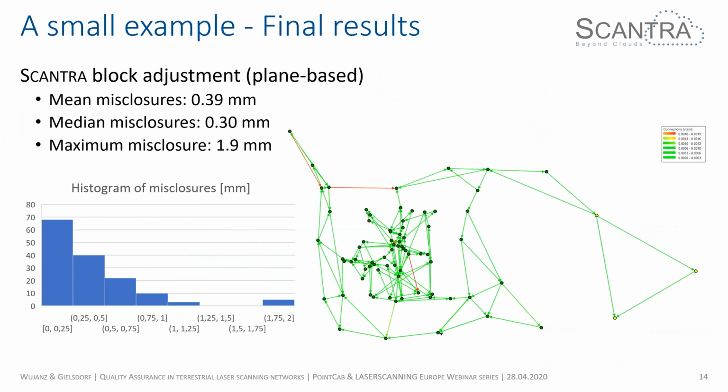Now I'm going to show you the outcome of the block adjustment based on the plane-based registration. The mean misclosures are 0.39 millimeters, the median is 0.3 millimeters, and the maximum misclosure is 1.9 millimeters. And now I'm pretty sure that a lot of you may say, excuse my French, bullshit, I've heard that before.